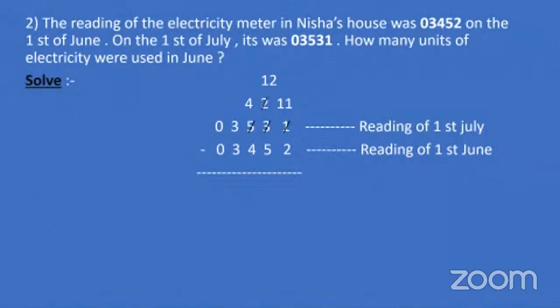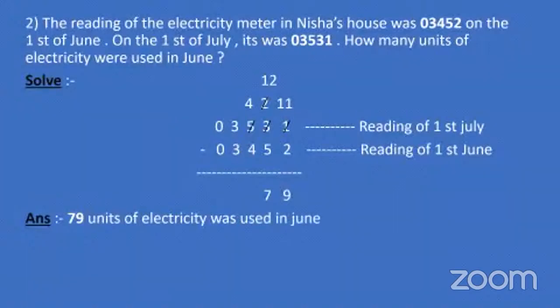For that purpose we arrange that number, and we have already done the subtraction of that reading. So what is the answer there? Yes, the answer is already given there, beta. What is the answer? 79. Very good. 79 is the answer. So 79 units of electricity were used in June.